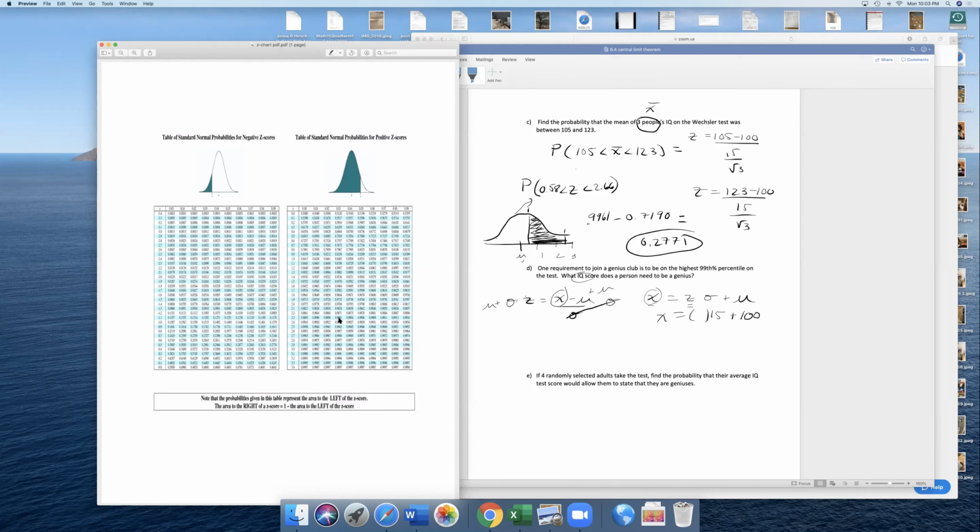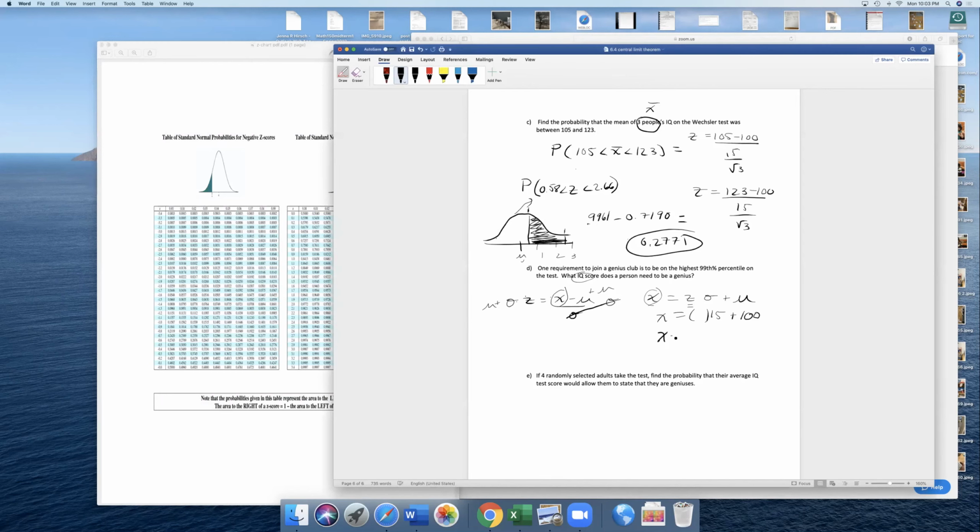It looks like it's this one right here, which is 0.9901. We don't have anything closer than that. That's the closest value to get us there. So the z-value that's associated with the 99th percentile is 2.33. So x is equal to 2.33 times 15 plus 100.